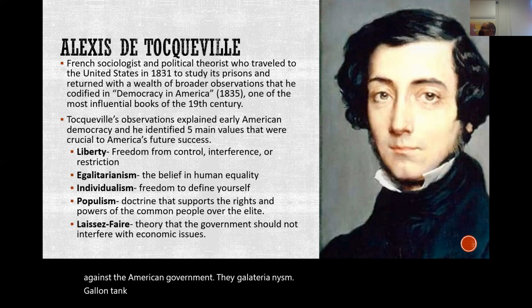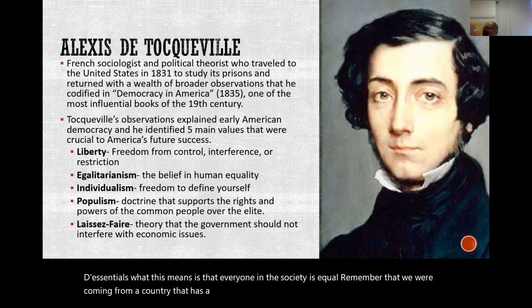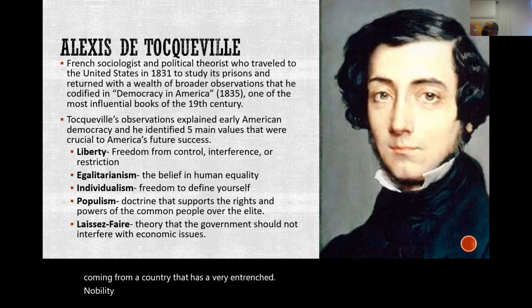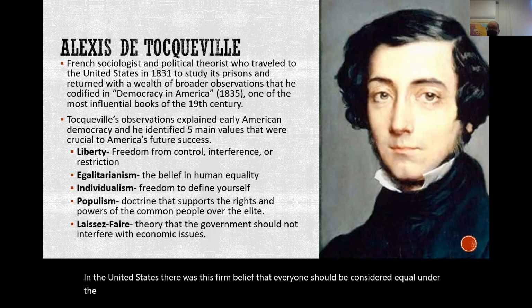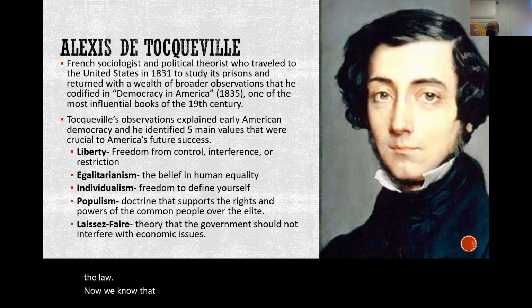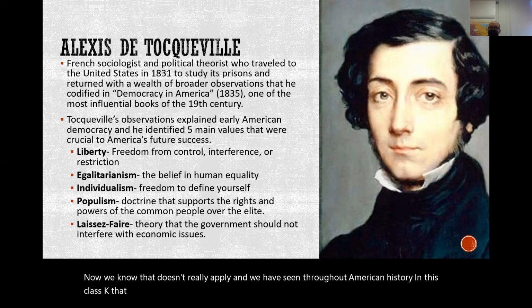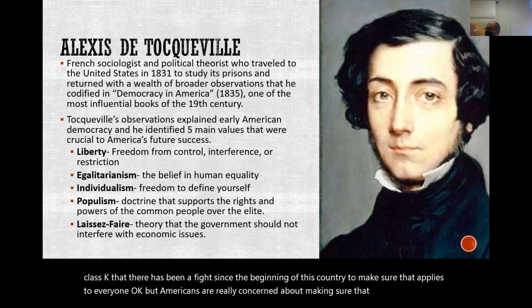Essentially what this means is that everyone in the society is equal. Remember that we were coming from a country that has a very entrenched nobility. In the United States, there was this firm belief that everyone should be considered equal under the law. Now, we know that that doesn't really apply, and we have seen throughout American history in this class that there has been a fight since the beginning of this country to make sure that that applies to everyone. But Americans are really concerned about making sure that the society is equal.